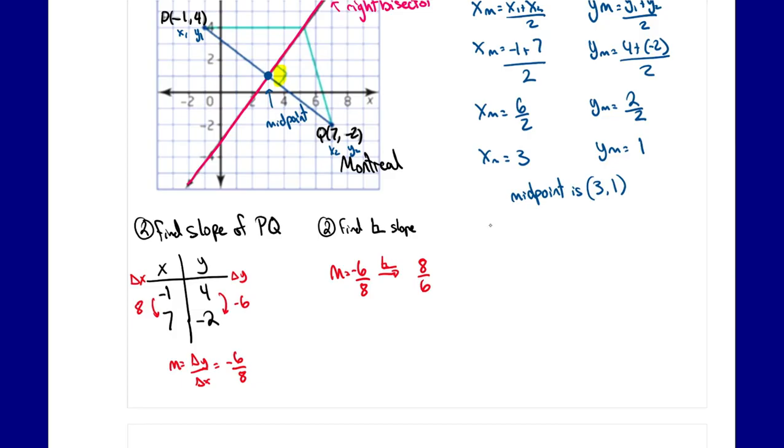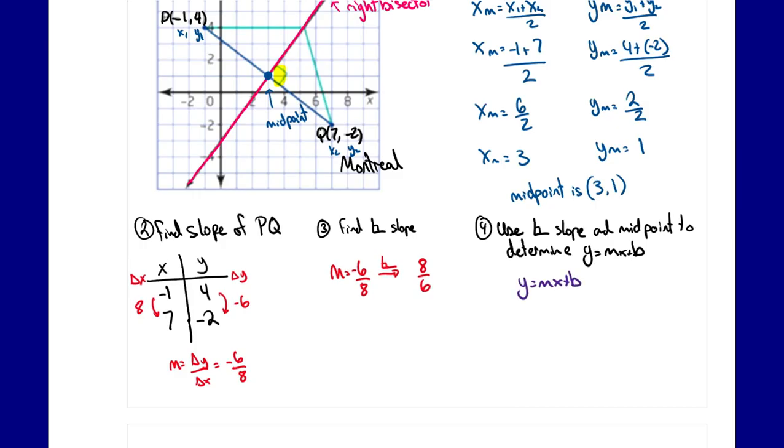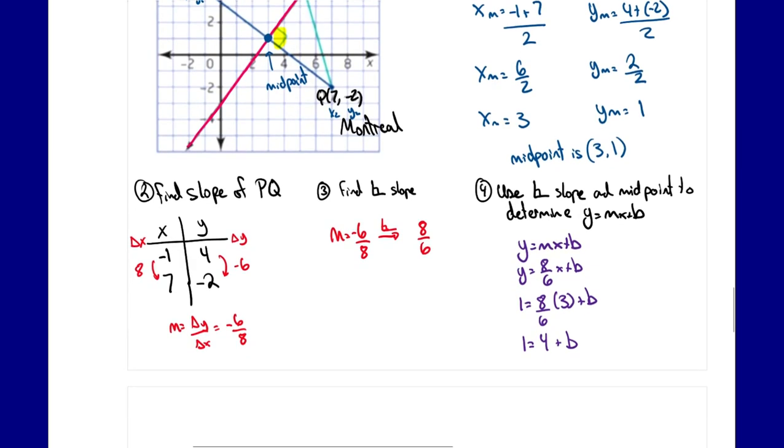So we're almost where we were in the last step. That's not step 2, that's step 3. The last step: use the perpendicular slope and midpoint to determine y equals mx plus b. I have an m value, so y equals 8/6 x plus b. I have a point, (3, 1), that I can plug in. So 1 equals 8/6 times 3 plus b. 1 equals 24 divided by 6, or 4, plus b. Move the 4 over, and we get -3 equals b.